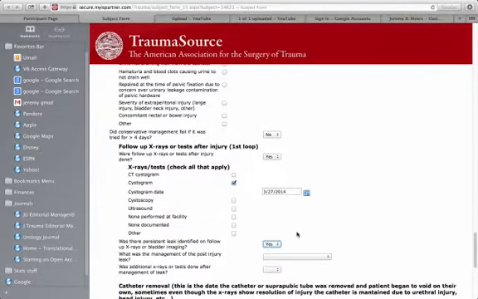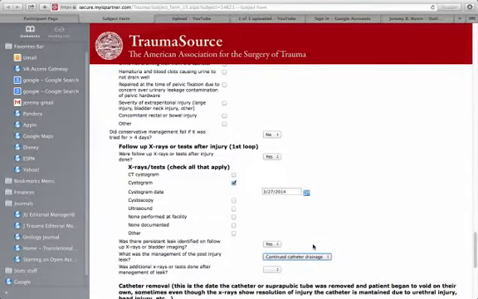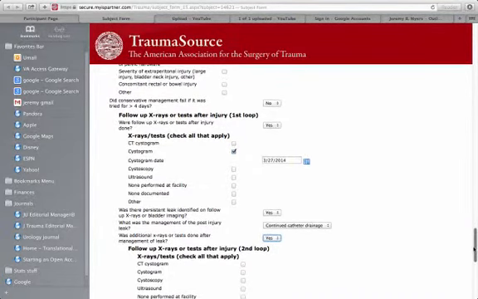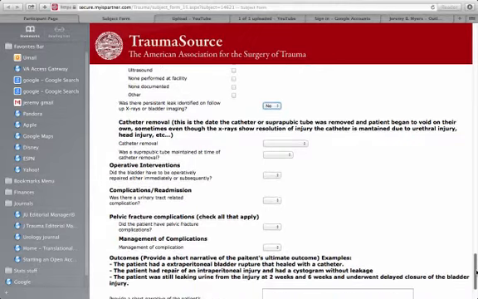If we had identified persistent leak, then it would ask, what are the additional things that were done? And so here we could answer other, and it would give a descriptor, or these are some of the choices that you could do. Continued catheter drainage for conservative management, and then it asks if additional x-rays were done for leak, and then it has the loop again of follow-up x-rays. So in his case, this was simple. There was no extravasation, and then we go on to the further questions.